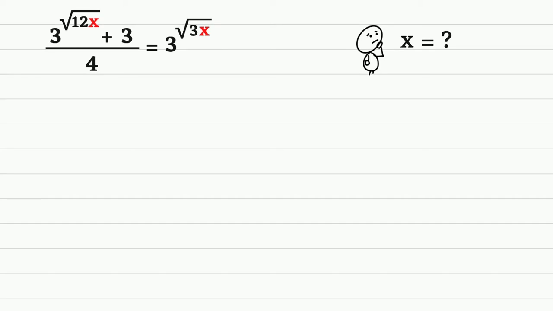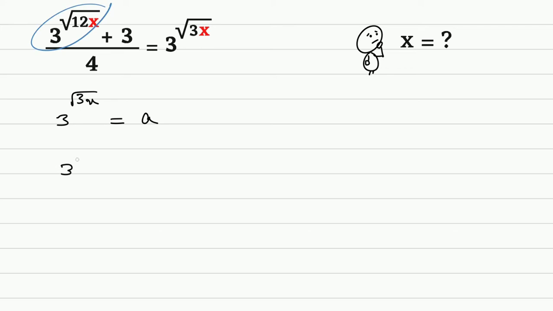So looking at the equation, we have two unknown terms, this one and this, and they're kind of similar. So we are going to change the variables here. I'll take the right side, 3 to the power of square root 3 times x, and I'm going to call it a, or anything else you want. And we want to express the other one with a as well.